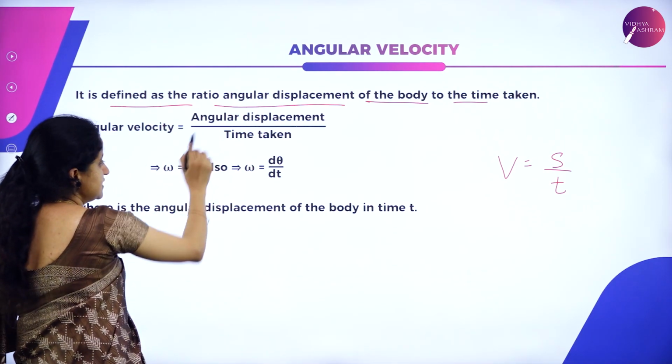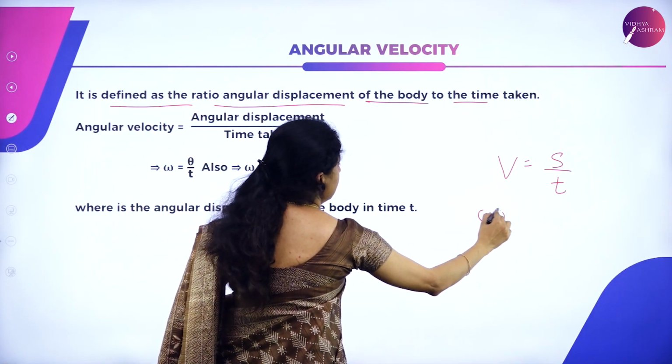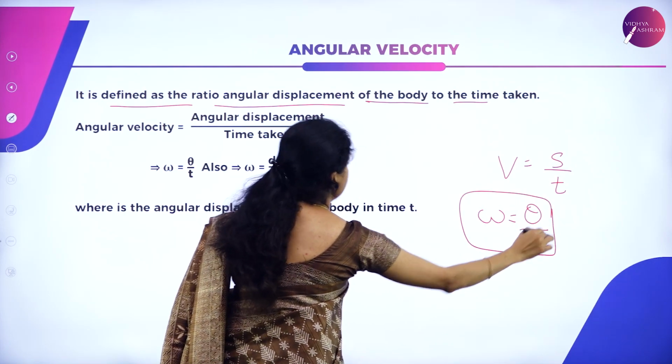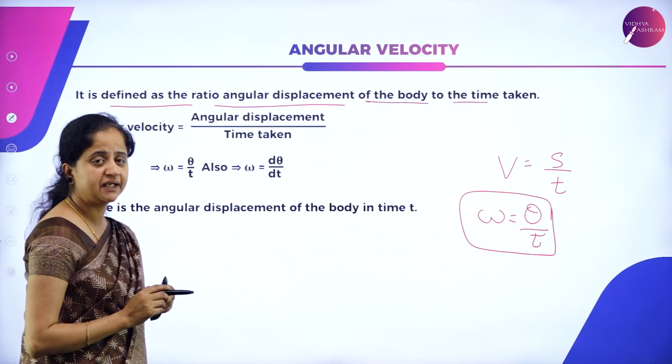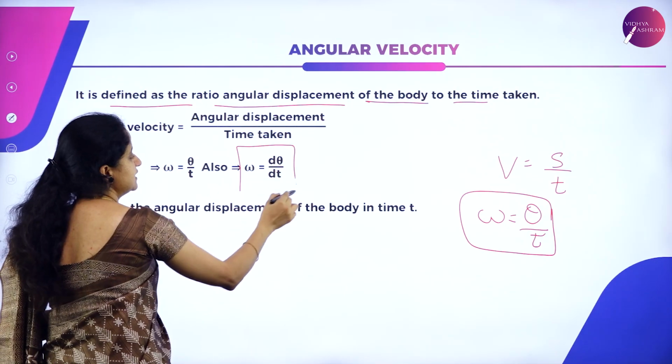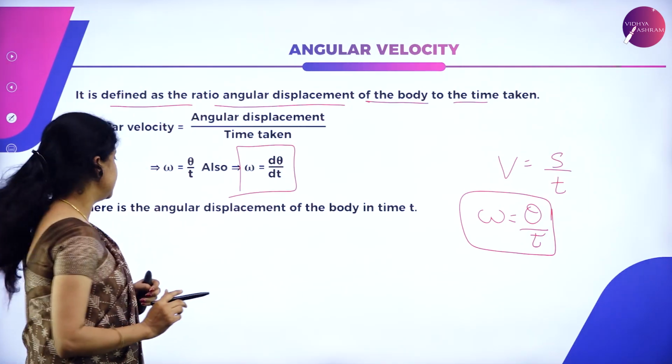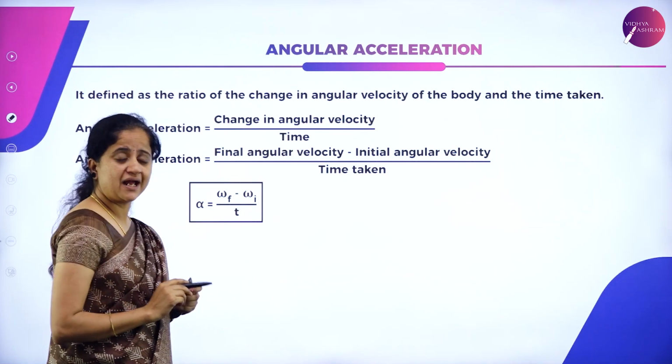So angular velocity is given by omega. Angular displacement is theta divided by time. So omega is equal to theta divided by time, or even we can represent this as omega is equal to d theta divided by d time. So next we have angular acceleration.